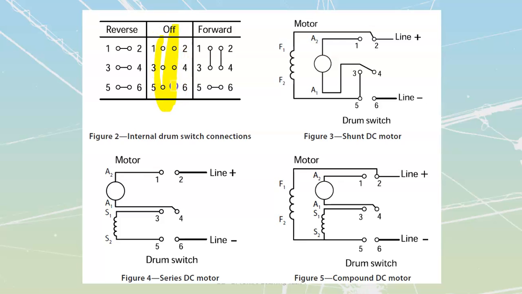Over here, I want you to notice that in the off, or the central position, there's no connection made between 1, 2, 3, 4, 5, or 6. When I switch, I see that my reversing over here is going to give me 1 to 2, 3 to 4, 5 to 6. And when I go forward, I'm going to see 1 to 3, 2 to 4, or 5 to 6.